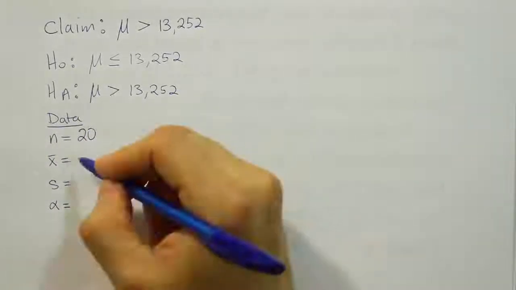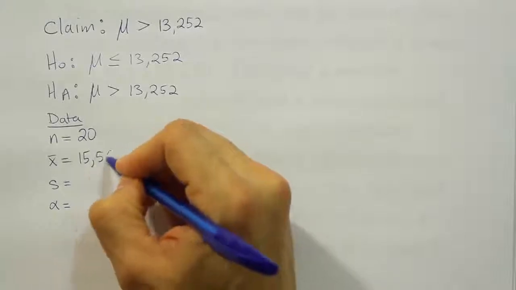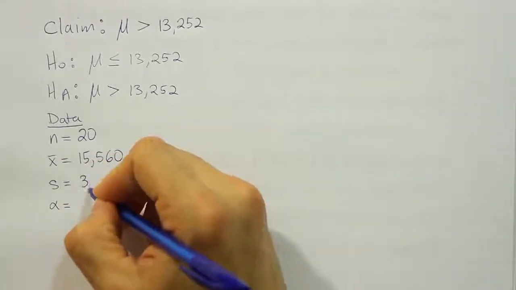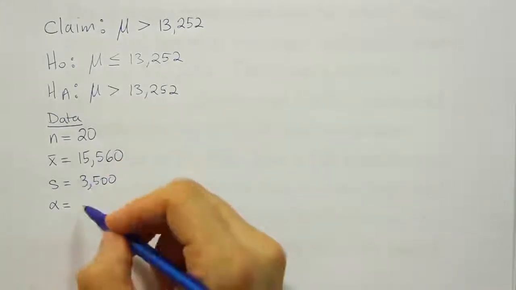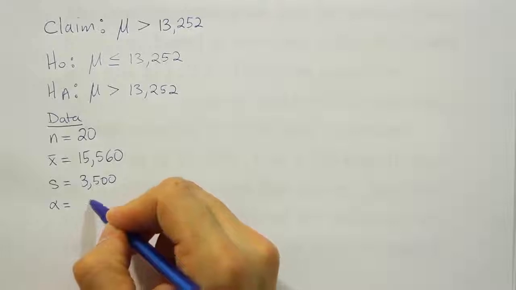Now they had said in the problem that they looked at 20 schools, so the N is 20. The X bar for that group was $15,560. And the standard deviation, they said, was 3,500. Then finally, they used a 1% significance level, so that's going to be alpha of 0.01. Okay, so now we have our data. Our next step is then to use the calculator to give us the test stat and the p-value, which will help us conduct the test itself.